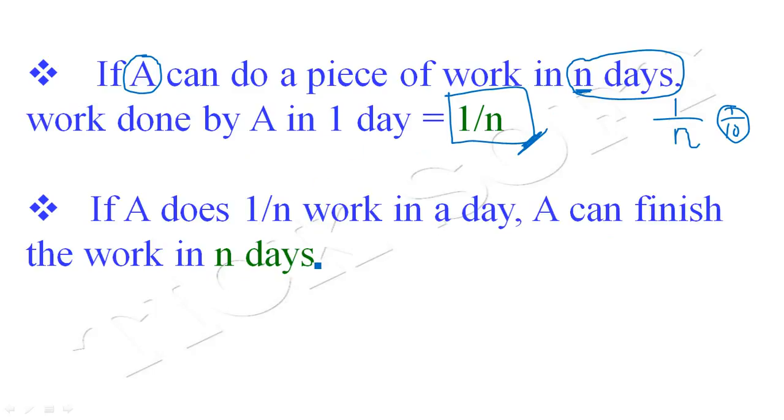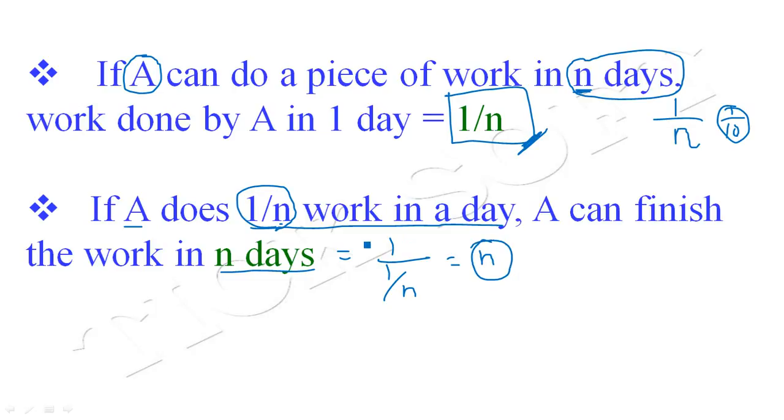So, here listen, this is the reciprocal, or the reverse of the previous formula. If A does 1 by n work in a day, this means if work done by A in 1 day is 1 by n, then A can finish the work in totally n days, that is 1 by this 1 by n. So, 1 by 1 by n will be equal to what? N. So, by using this only we get this n days. Whenever we have the 1 day's work, then by using that we can easily find out the total number of days that can be taken by that person to finish the whole work.